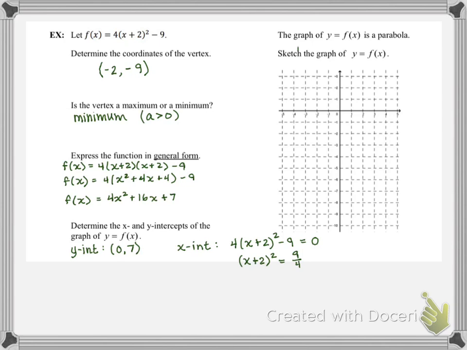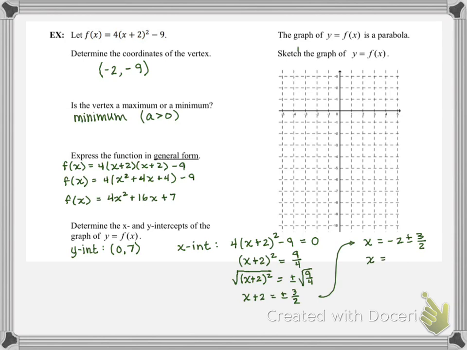And that's just like an equation we've been solving the past couple days, right? I can take the square root of both sides. So we get the square root of x plus 2 squared equals plus or minus the square root of 9/4. So x plus 2 equals plus or minus 3/2. And then we'll subtract 2 from both sides. So x equals -2 plus or minus 3/2.